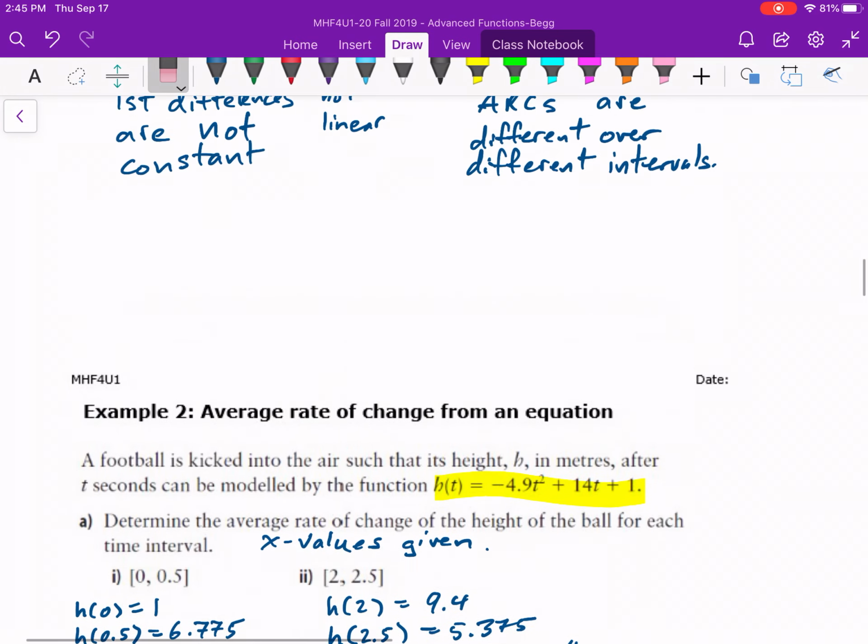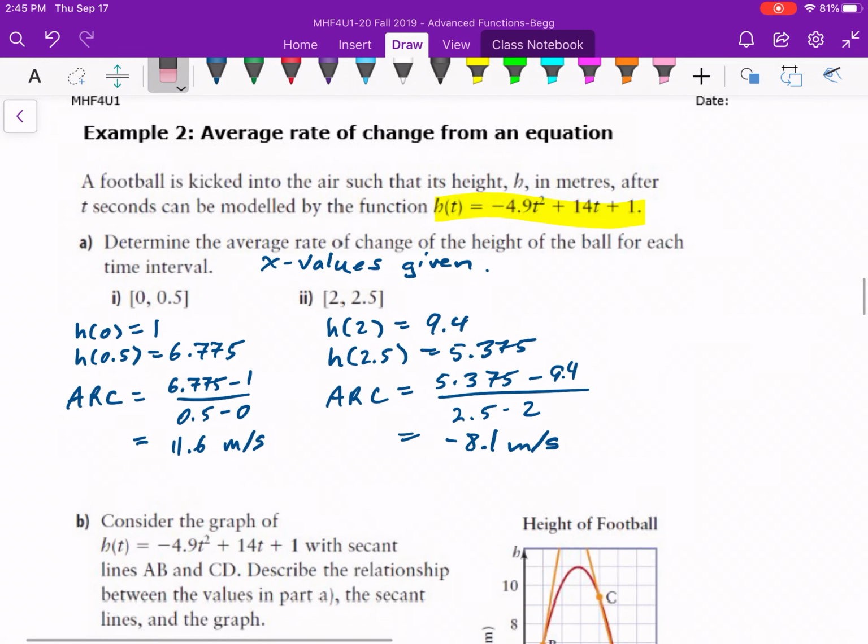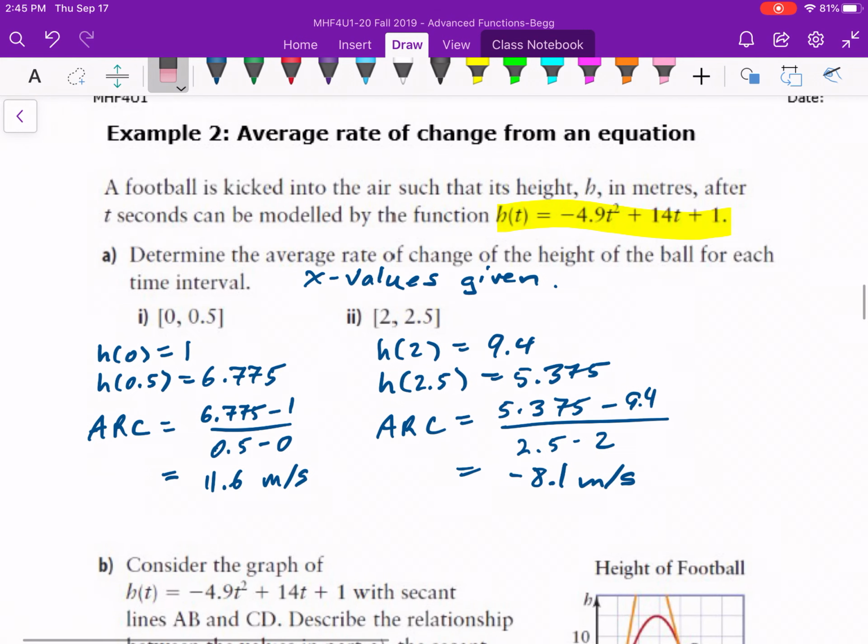So that's an average rate of change from a table in a graph. If I'm given an equation, well, we can still work with this. A football is kicked into the air such that the height h in meters after t seconds can be modeled by the function h(t) = -4.9t² + 14t + 1. Determine the average rate of change of the height of the ball for each time interval.